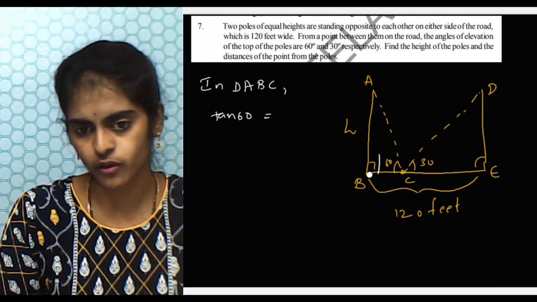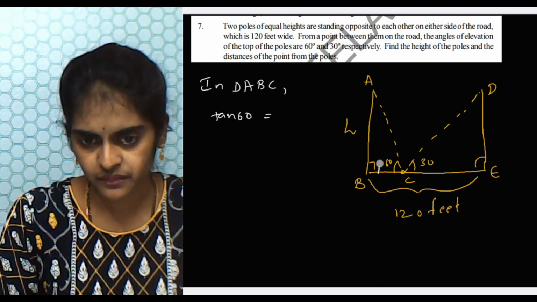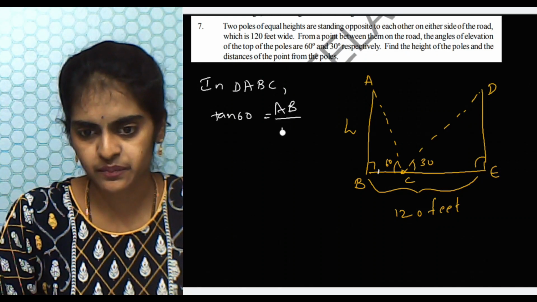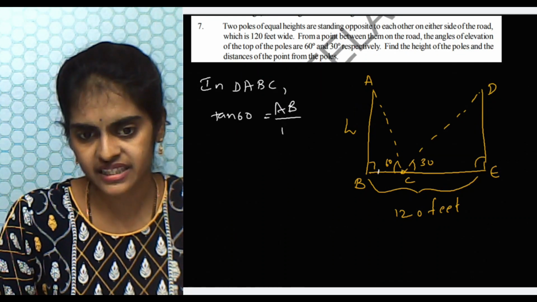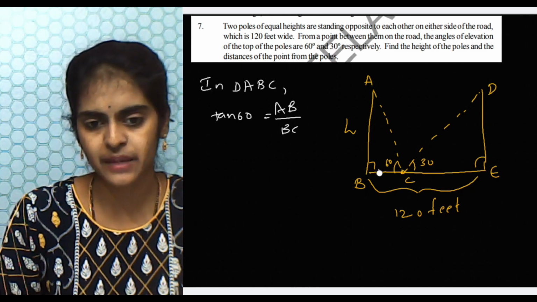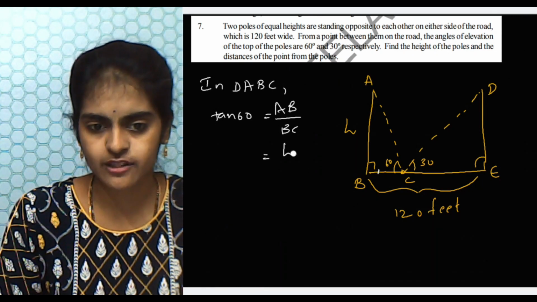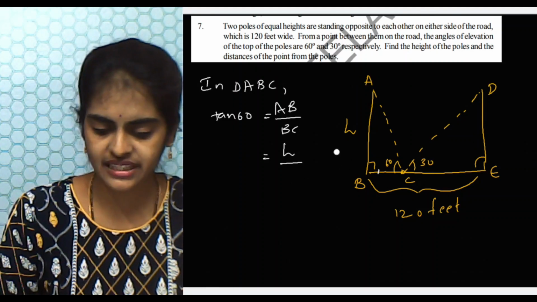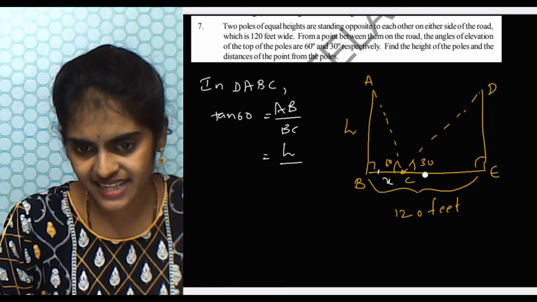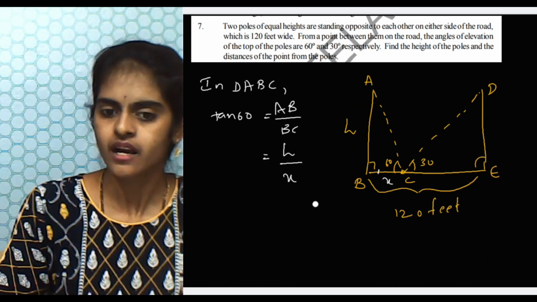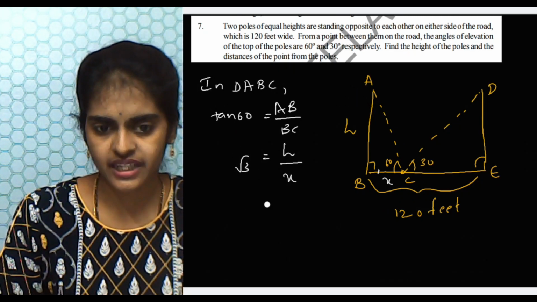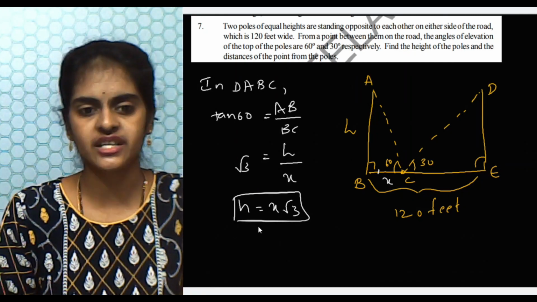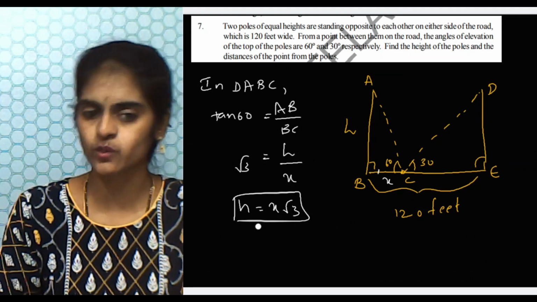Height is nothing but the opposite side. So it is AB opposite by BC. In this triangle the base is only BC. AB you are taking as H. BC you don't know what it is, so let us take this BC as X. Tan 60 is root 3. Now from this you get H is equal to X root 3. So this is the first relation which you are getting: X is equal to H by root 3.